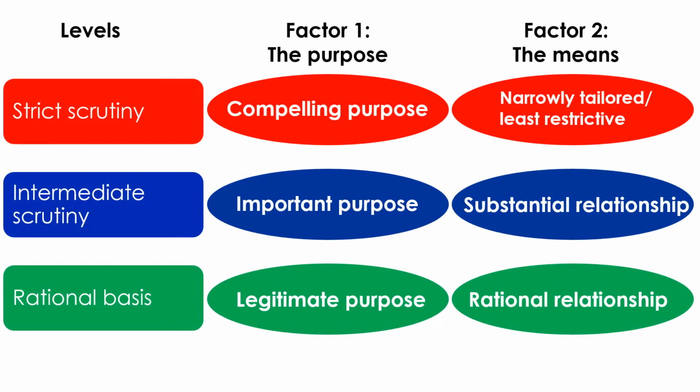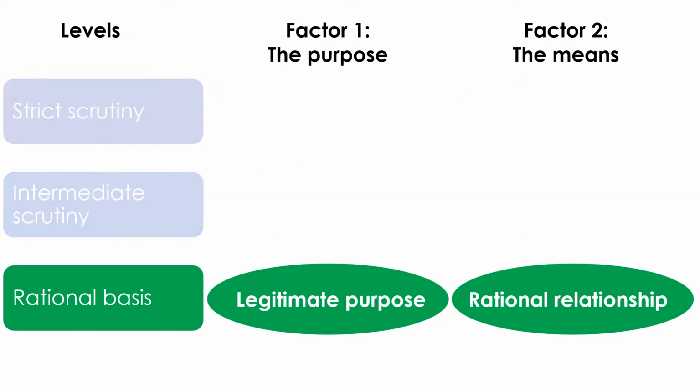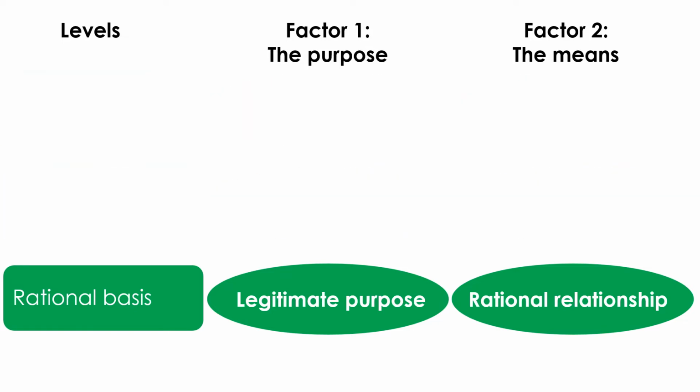After we put these factors together, we have 3 levels of scrutiny. The rational basis review is the easiest test for the government. The court asks 2 questions. Does the law have a legitimate purpose? Is there a rational relationship between the methods used in the law and that legitimate purpose?